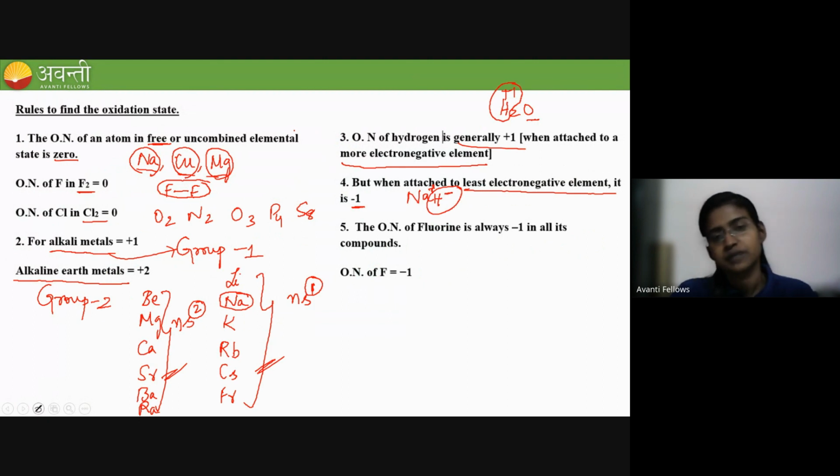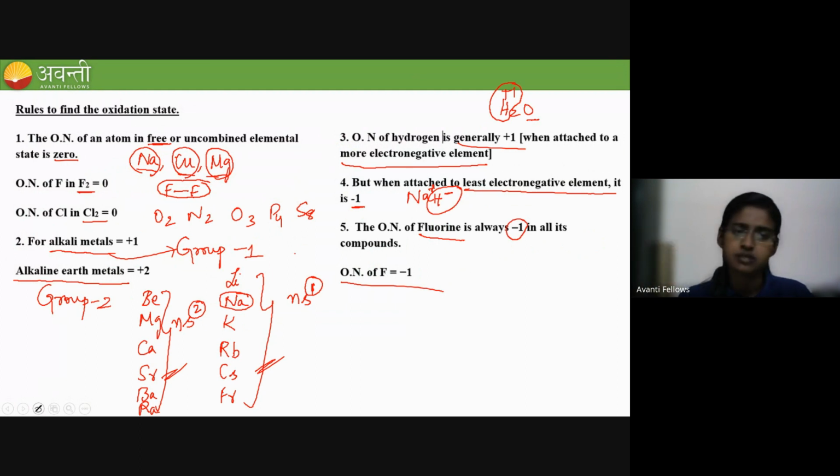Okay. And coming to the 5th point, fluorine. The most electronegative element in the periodic table is fluorine. So it always gains the electron. It never loses its electron. Since it always gains the electron, it will gain only 1 electron. So the oxidation state gained by fluorine is -1 in all its compounds. Oxidation number of fluorine is always -1.